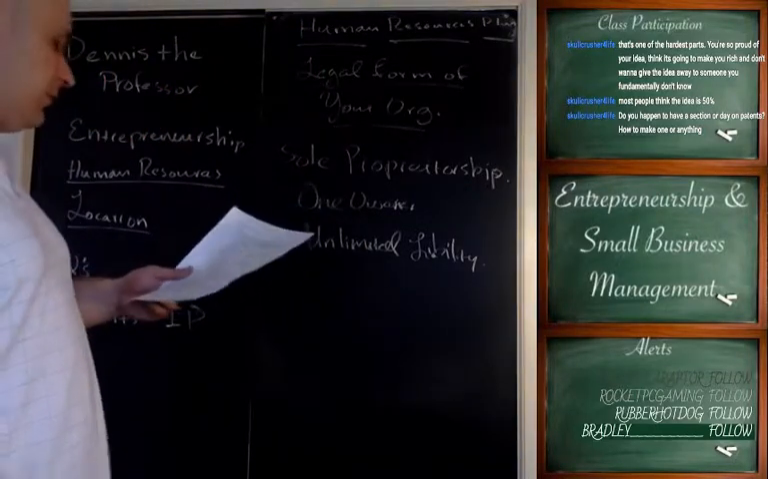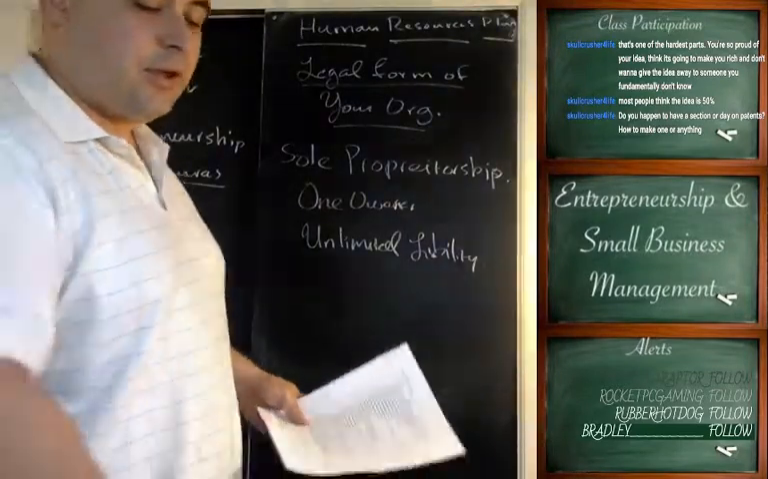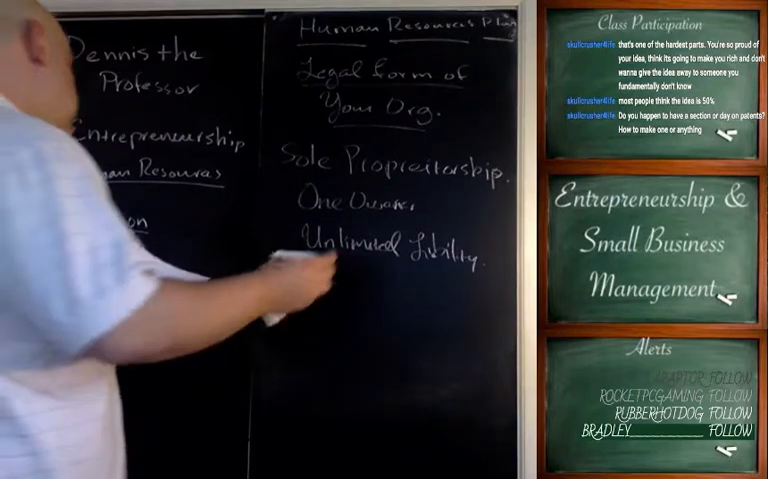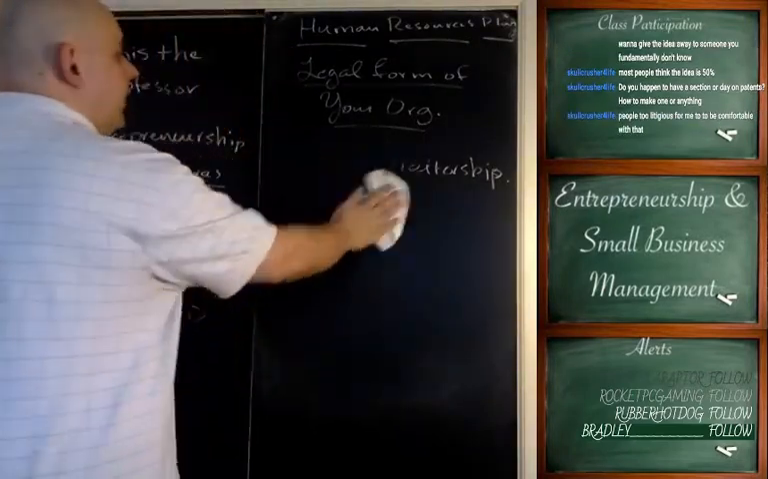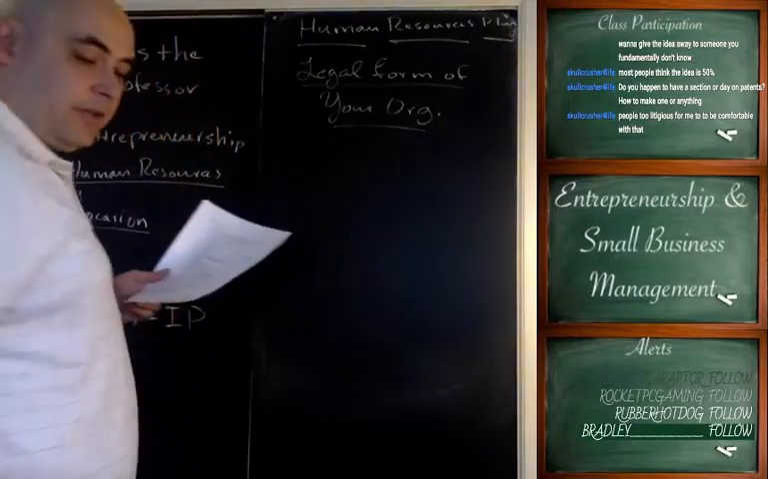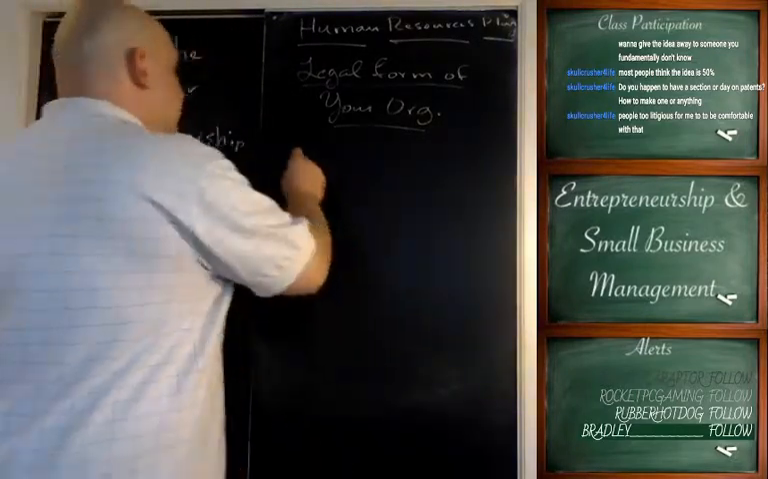There's not many of these businesses, but most businesses start out in this form, right? Most businesses start out de facto in this form because you're not doing it in any other way. And you might not be able to afford or think that it's necessary to do anything else, right? The next thing is a partnership.